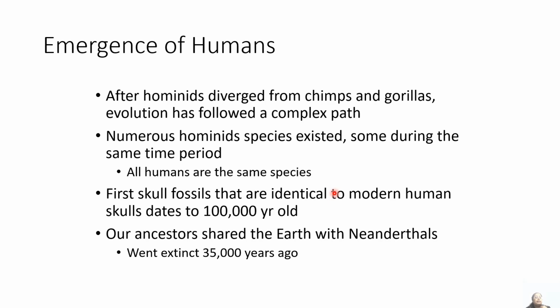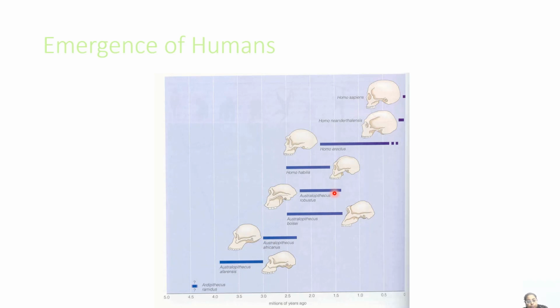So after hominids diverged from chimps and gorillas, evolution has followed a complex path. Numerous hominid species existed, some during the same time period. All humans are the same species. The first skull fossils that are identical to modern human skulls date to 100,000 years ago. Our ancestors shared the earth with Neanderthals, who went extinct 35,000 years ago.